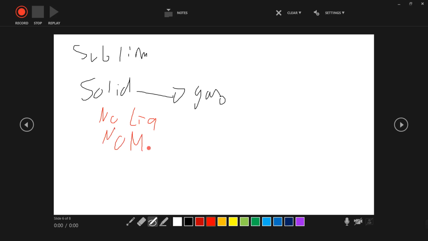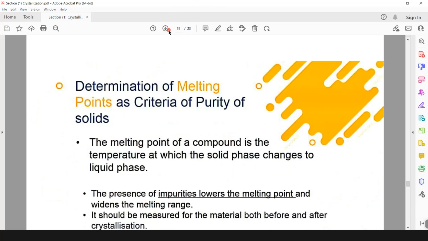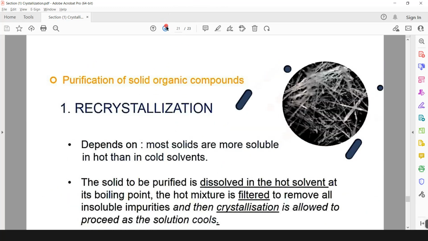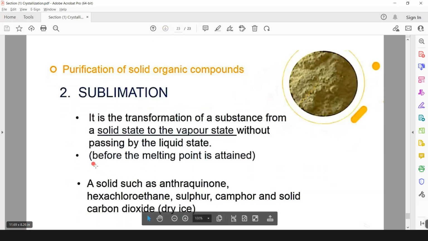So again, sublimation is the process of converting solid material into gaseous material without passing through liquid state or without melting. This method is very good for purification of solid compound. This is only what I need you to study in this method. We should not memorize the example here. In the PDF there is certain example. You should not study these examples.